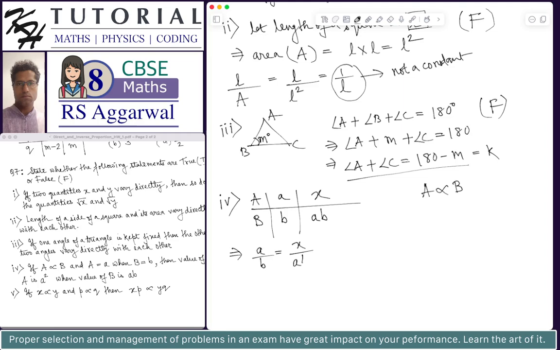So doing cross multiplication, we get ab is equal to bx? So this implies a square b is equal to bx. So this implies x is equal to a square b divided by b. So b cancels out and it is a square. So this statement is a true statement, since it is saying that the value of quantity capital A is small a square when the value of quantity B is small a b, which is true.